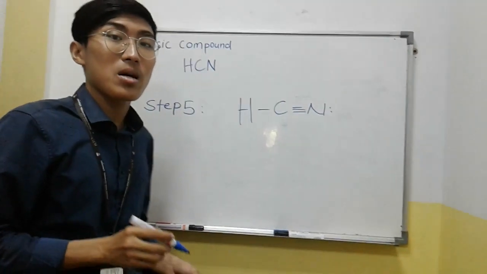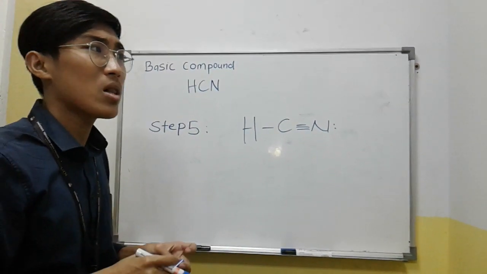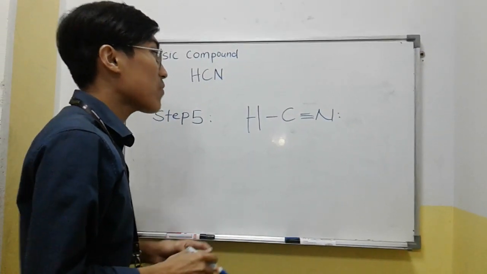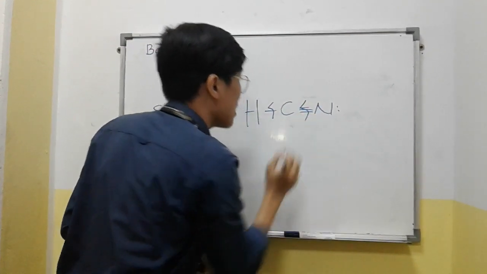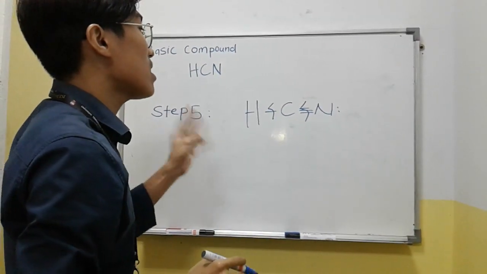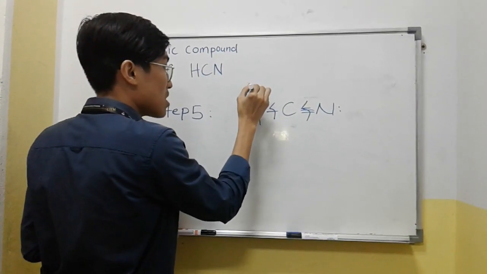For step 5, we will calculate the formal charge of the compound. This is to make sure that our Lewis structure is correct. To calculate the formal charge, we will draw like this at the structure. For hydrogen, the valence electron is 1 and the electron in the structure is 1. So the formal charge is 0.